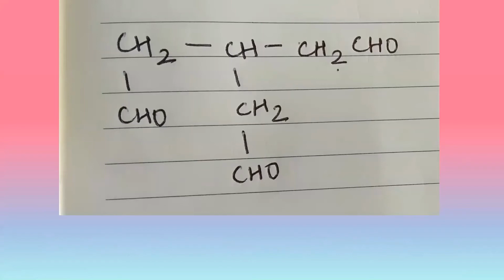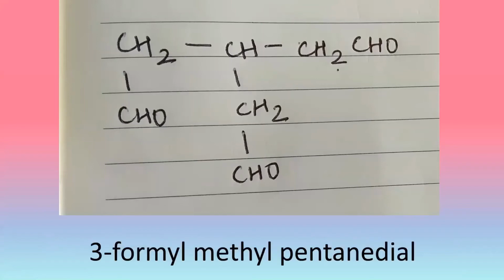In this one, the name for the compound will be 3-formyl methyl pentane diol. So 3-formyl for the substituent that is attached to the 3rd carbon, which also has a methyl group present on it. So we name it as 3-formyl methyl. Then pent for the main carbon chain has 5 carbon atoms, and diol for the 2 aldehydes that are present in the terminal ends.